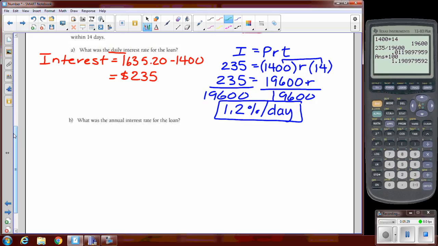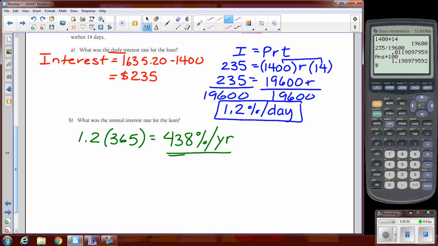So if this is how much interest, 1.2% a day, there's 365 days in a year. His interest rate, if they were to charge him per year, is 438% a year. That is incredible. So you could see payday loans are only to be used in short pinches. You would not want to take this out over a 5-year amortization period. 438% a year is a lot of money to be paying back.